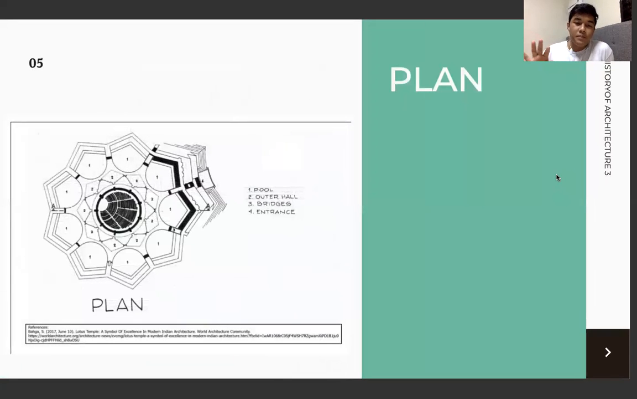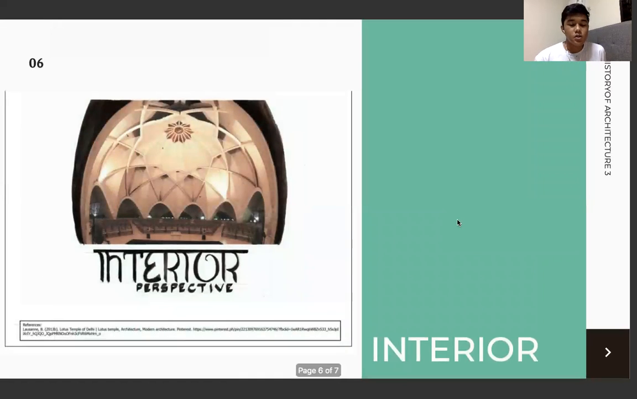In our plan, it looks like flowers because it's a lotus. I indicated its parts: number 1 is the pool. Then there are the arches, which are near the outer hall, this number 2. Number 3 is the bridges, which are near the pool. Then the entrance is in the upper part. Next is the interior.